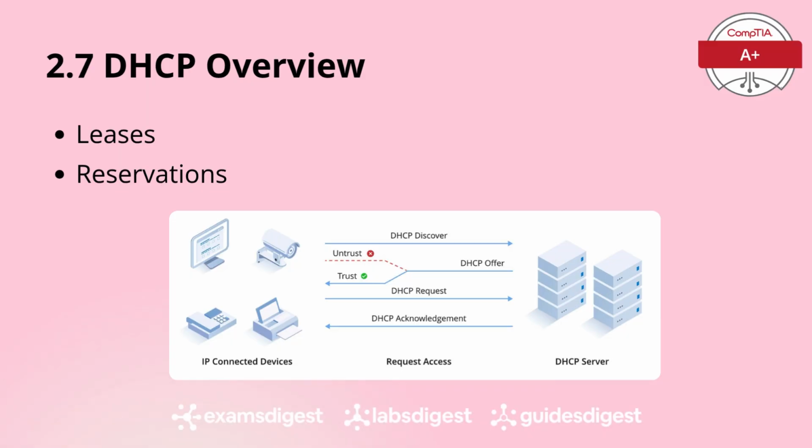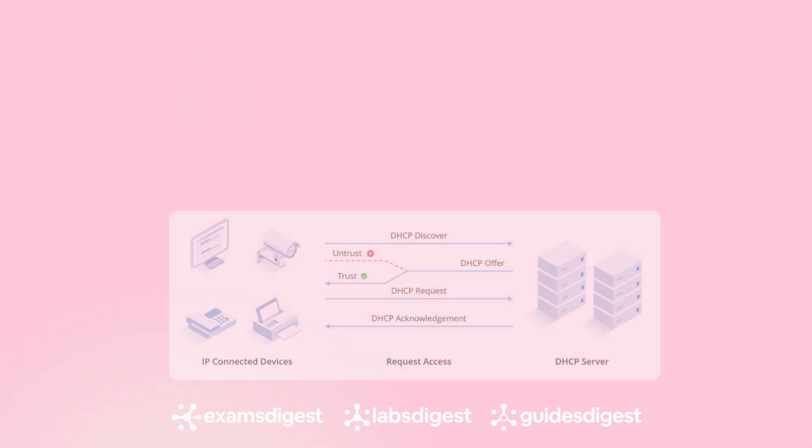Now, let's move on to DHCP, the Dynamic Host Configuration Protocol. This service automatically assigns IP addresses and other network settings, like subnet masks, gateways, and DNS server info, to devices when they join the network.